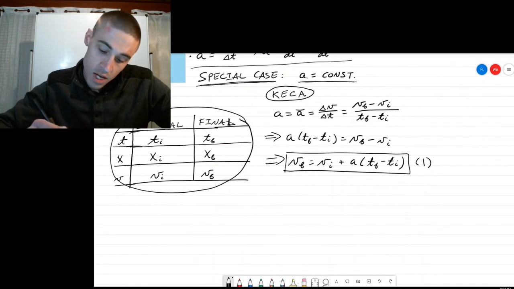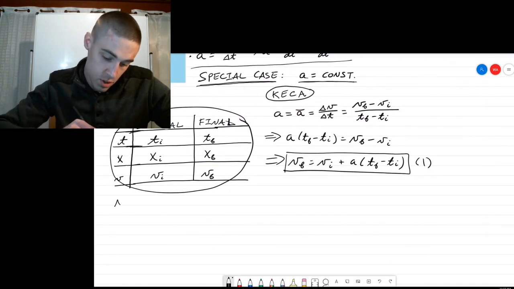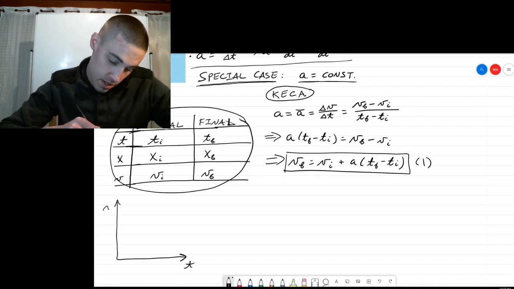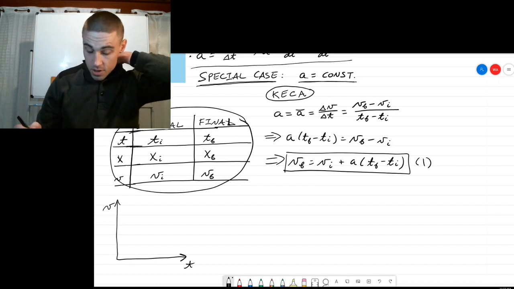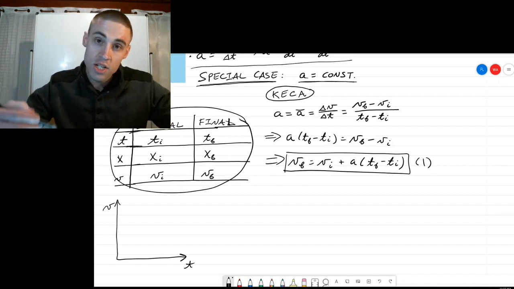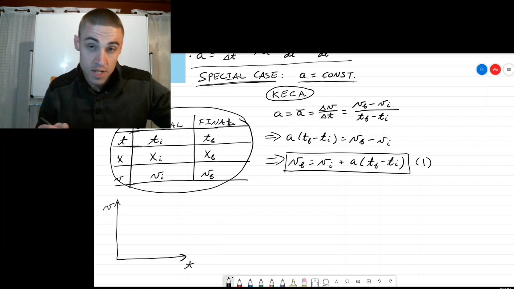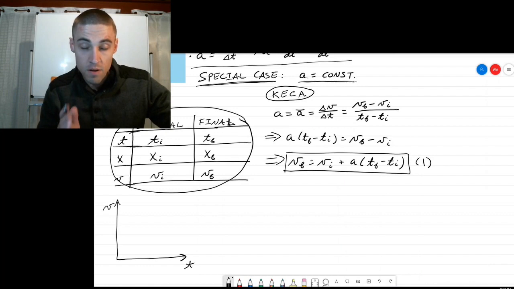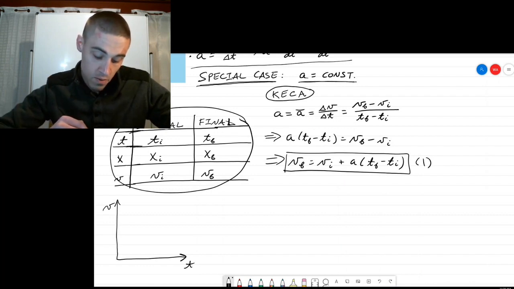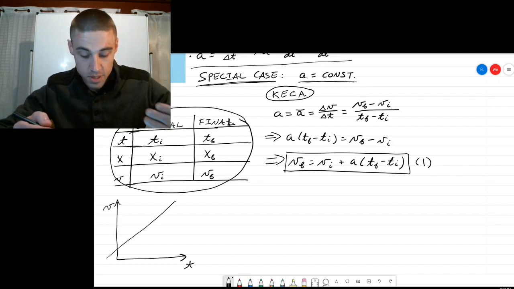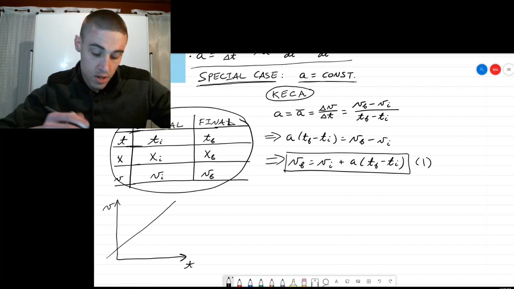Okay, next, just notice something. We talked about how acceleration is the slope of the velocity versus time curve. Now, if acceleration is constant, then that means that the slope of the velocity versus time curve is going to be exactly the same for all values of t. So for every point in time, the slope of this curve will be the same. So that just means that the slope is constant, so this is just a line. So the velocity versus time curve is just a line.